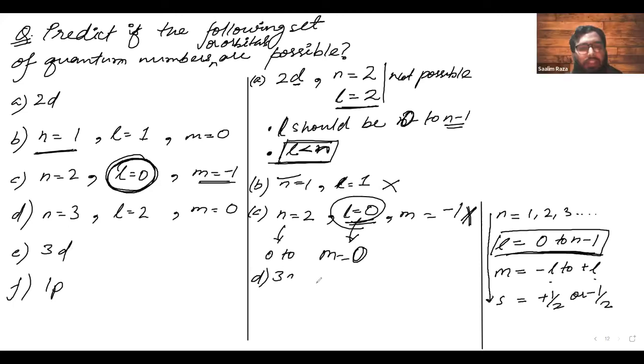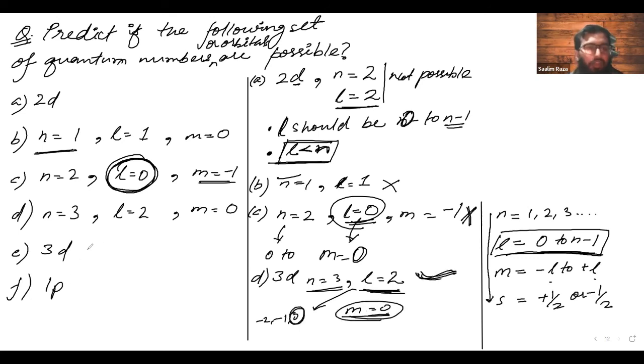Now for 3D, n is equal to 3, and L is equal to 2. We can see that L is less than 3 and it is not a negative number, so this is possible. Then m is equal to 0. If L is equal to 2, then m will lie between minus 2, minus 1, 0. So m is 0. This is correct.